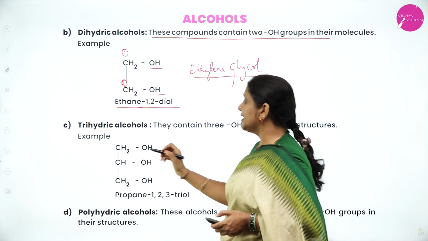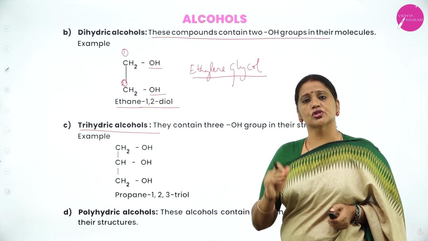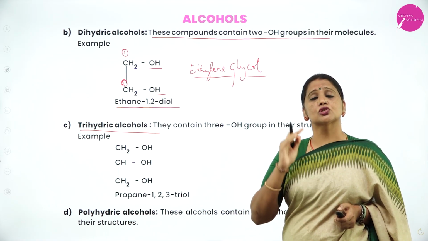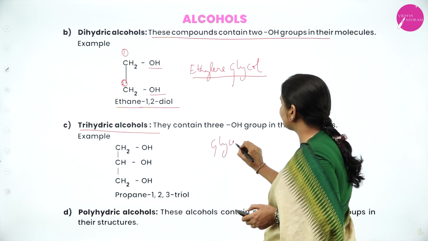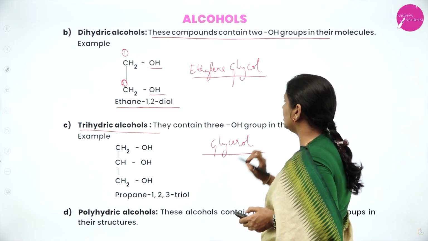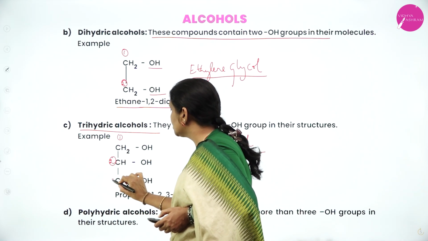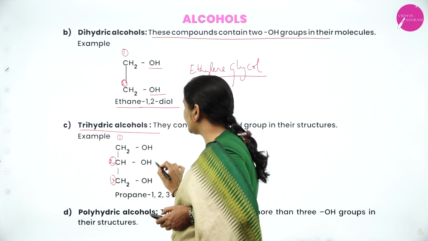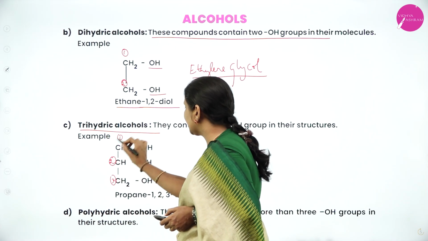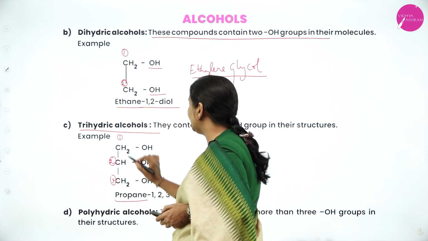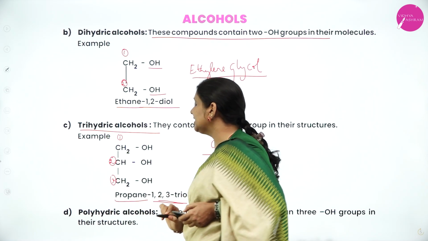Next, trihydric alcohols. Trihydric alcohols are those which contain three OH groups in the molecule. An example is glycerol. This is the structure of glycerol: CH2OH, CHOH, CH2OH. If I number 1, 2, 3, three carbon atoms are there, therefore propane-1,2,3-triol.